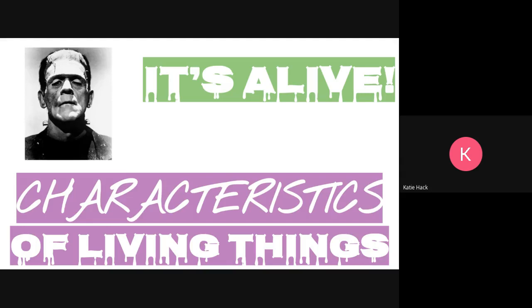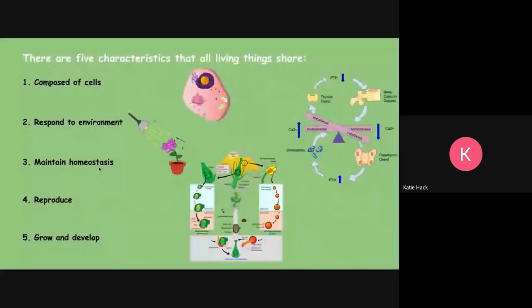Okay, so today we're going to learn about the characteristics of living things. There are 5 characteristics that all living things share. That is that we are composed of cells, we respond to the environment, maintain homeostasis, reproduce, and grow and develop.